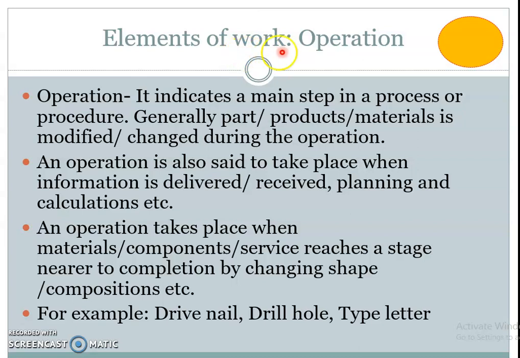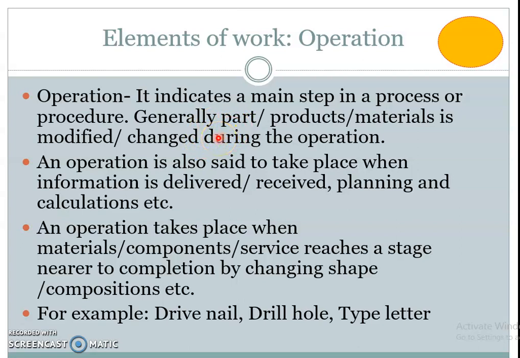So the first symbol or element of work is operation. Operation is depicted as a capital O or a hollow circle here. Operation indicates an action. It is a step in the procedure. That is, it indicates the main step in a process or procedure. Generally, parts, products, materials are modified or changed during the operation. That means here a part or product undergoes a change in shape.